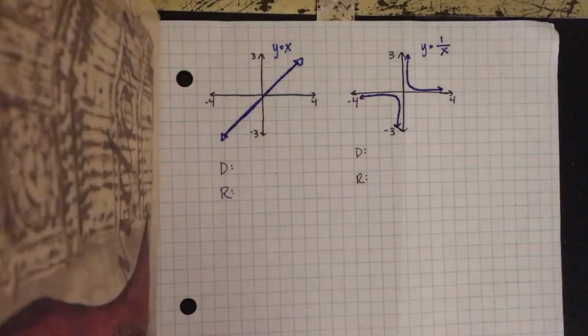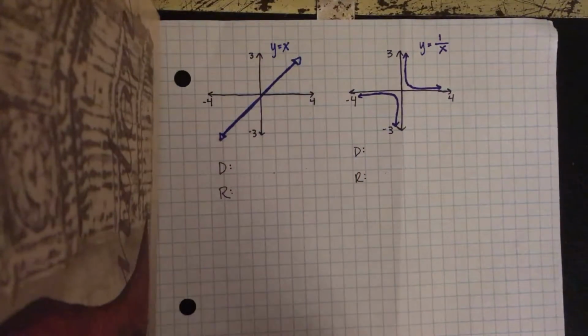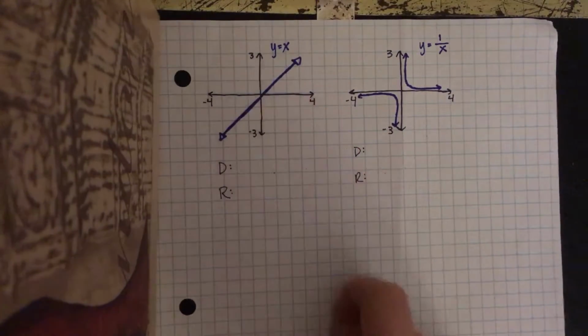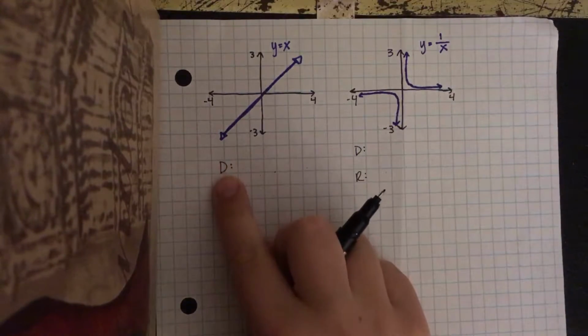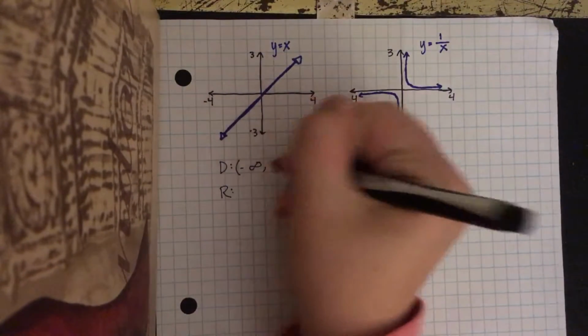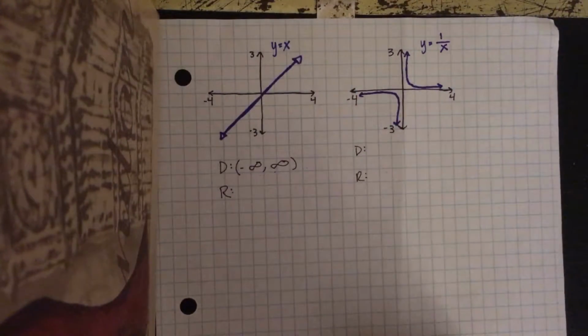values do. So since we can reach all x values, since there's an arrow here, and all negative x values and all positive x values, then our domain, which stands for what the x values can do, can go to both negative infinity and positive infinity, since they keep going on.